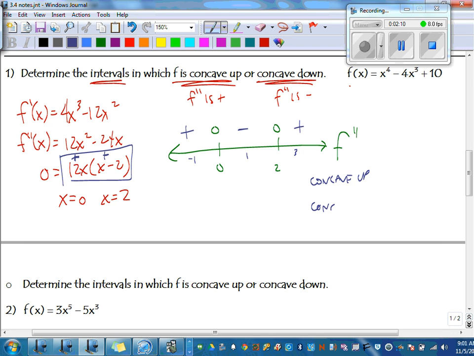So we're asked to figure out when it's concave up and concave down. Now we can just look here. Remember, it's concave up when the second derivative is positive. So that would be from negative infinity to 0 and from 2 to infinity. And then it's going to be concave down when the second derivative is negative. So that is from 0 to 2.